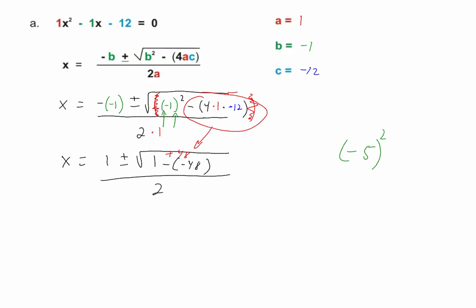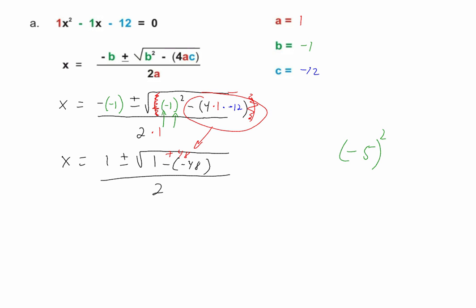Here's what I see students do. They get positive 48 and they say 1 times 48 is 48. Is that what we have, 1 times 48? No, we have 1 plus 48. It's a big difference. The b squared and the whole rest, the -4ac, get added together, not multiplied. So don't make that mistake. That's the mistake I see students make.